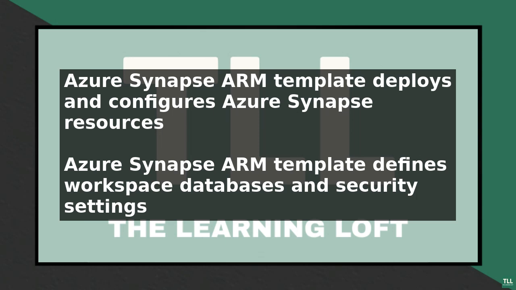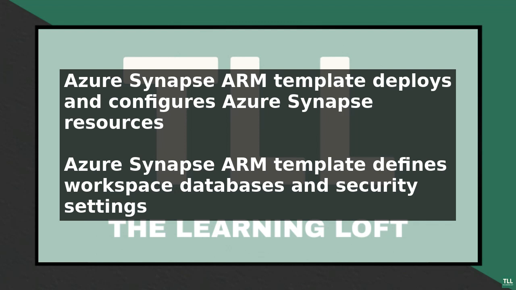One of the key benefits of using Azure Synapse ARM templates is that they allow you to version control your Azure Synapse environment. This means you can track changes to your environment over time and easily roll back to a previous version if needed. Additionally, ARM templates enable you to automate the deployment of your Azure Synapse environment, which saves time and reduces the risk of human error.